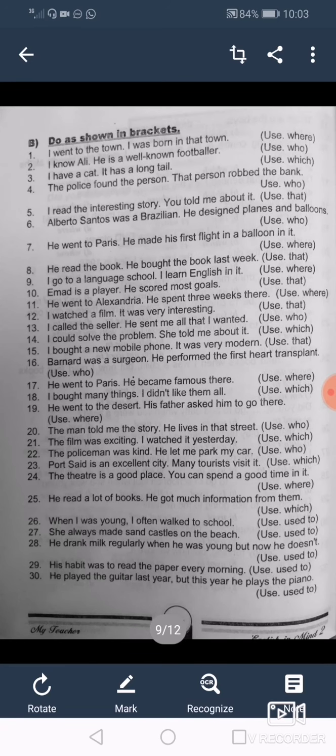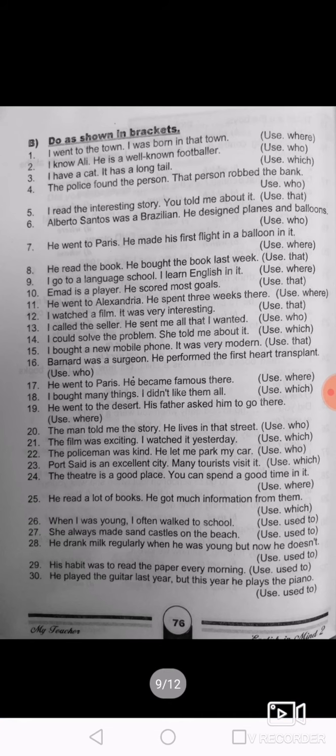Let's look at number 26. Used to. When I was young, I often walked to school. Use used to. You can say, when I was young, I used to walk to school. Used to plus verb 1. Used to plus infinitive. When I was young, I used to walk to school.